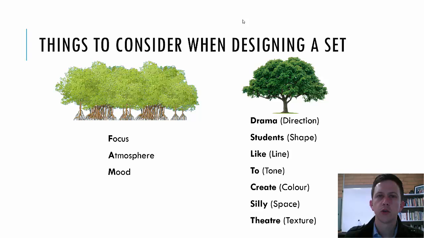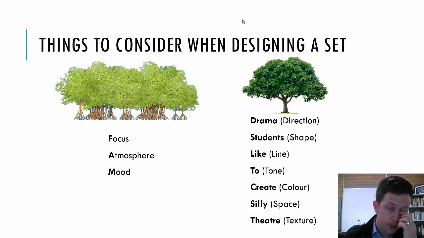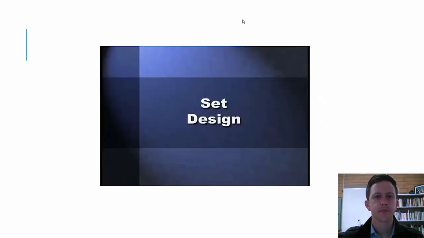Then if we look at individual pieces of set, we might go, okay, drama students like to create silly theatre, where we've got, okay, is this in line with the direction? What are the shapes doing? Do they need to change? The line, is it in line? Do I just need to move it a fraction to give the whole audience sight of it? Or does it look too boring and not deep enough when it's straight? What's the tone, colour? What about the space around it? What about space on it? Do we need to change that? And what's the texture? All things that need to be considered when designing set.